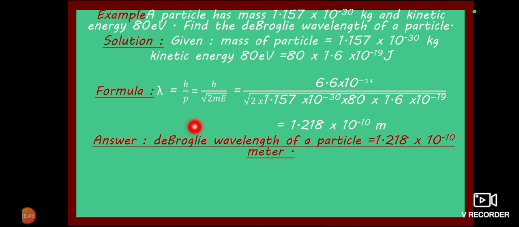So students, remember, when the value of energy is given, then use this formula: h upon square root of 2mE. So substitute all values, whatever values are given here: substitute the value of mass, substitute the value of E because the value of E is given here, and convert this value of energy into joule. So finally the answer is 1.218 × 10⁻¹⁰ meter. Means the de Broglie wavelength of the particle is 1.218 × 10⁻¹⁰ meter.